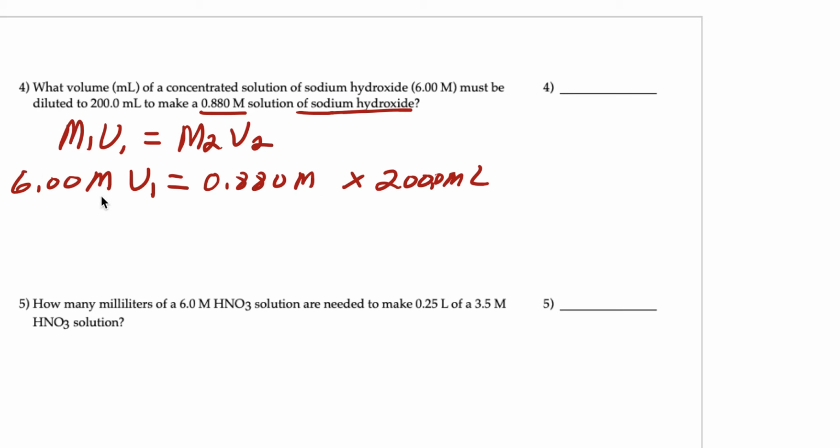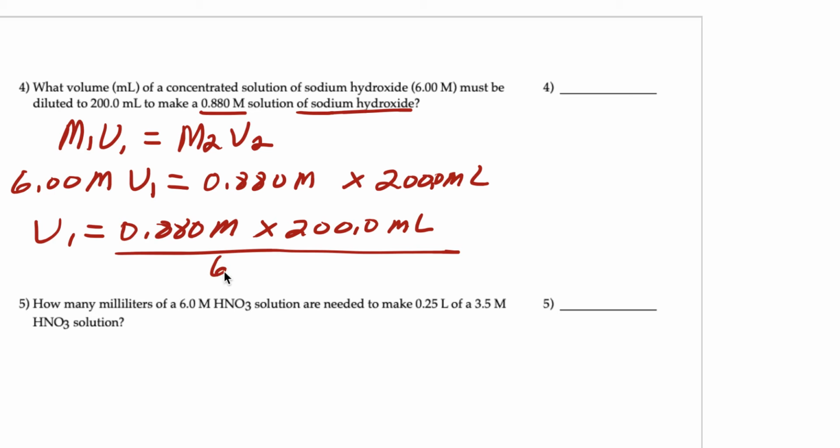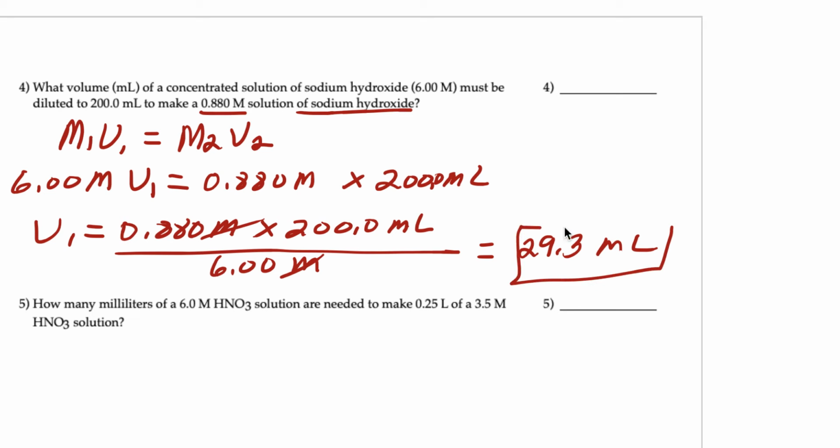So V1 is going to equal 0.88 molar times 200 milliliters divided by 6 molar. Our molarities cancel out, and we'll be left with milliliters. So that's 0.880 times 200 divided by 6, and I get 29.3 milliliters.